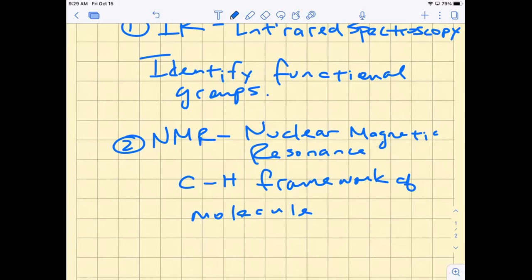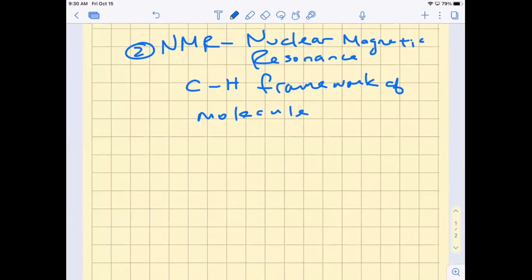So I'll show you what each one of these spectra looks like in 1 second. All right, and then let's look at the third method, which is mass spectrometry. Call it MS for short.